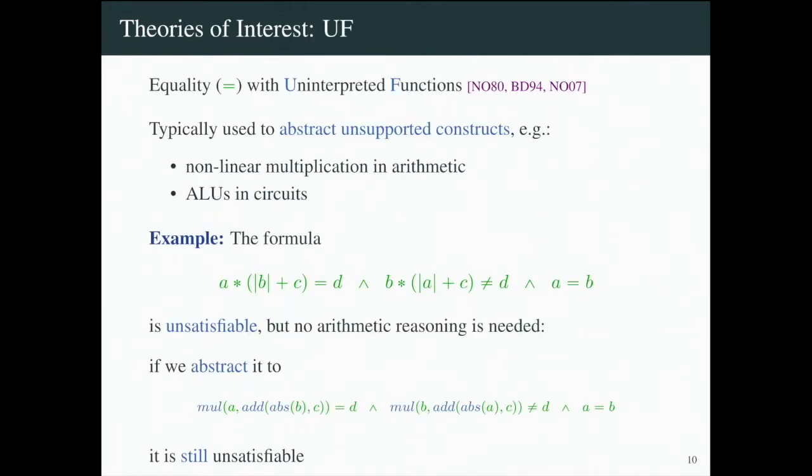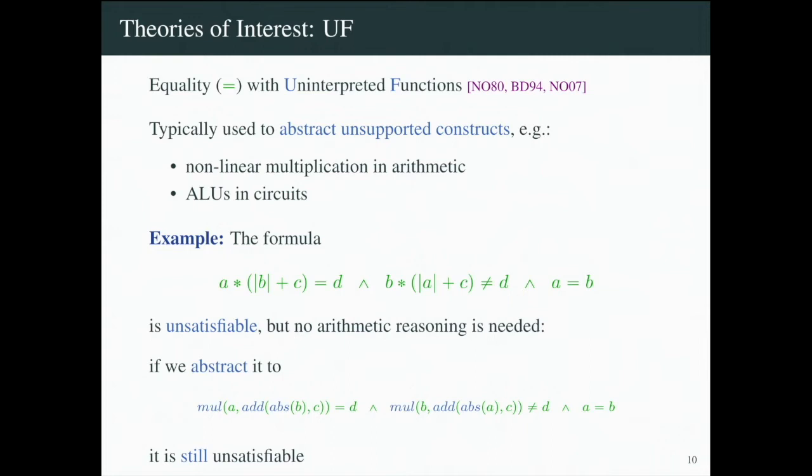So what are some theories that we support in SMT solvers? Well, the most basic one is called equality with uninterpreted functions. This is just a theory that understands the predicate equality, and it also understands functions, but we don't know anything else about the functions.